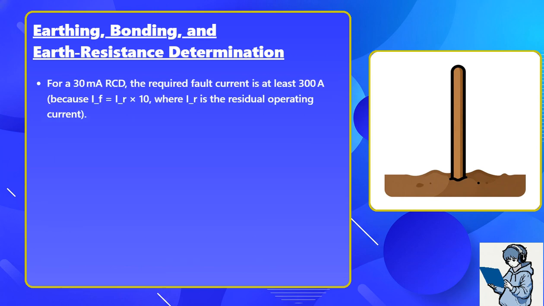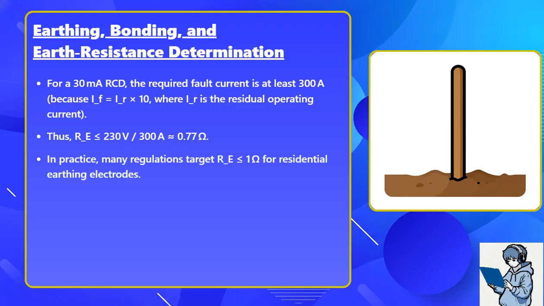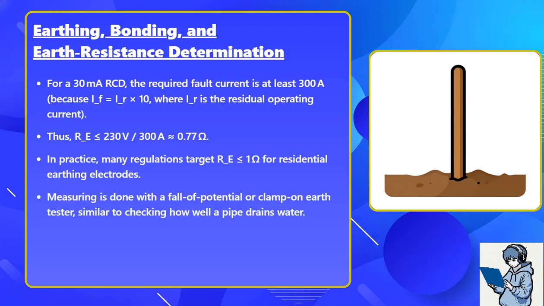For a 30 mA RCD, the required fault current is at least 300 amps, because I_F equals I_R times 10, where I_R is the residual operating current. Thus R_E is less than or equal to 230 volts divided by 300 amps, approximately 0.77 ohms. In practice, many regulations target R_E less than or equal to 1 ohm for residential earthing electrodes. Measuring is done with a fall of potential or clamp-on earth tester, similar to checking how well a pipe drains water.